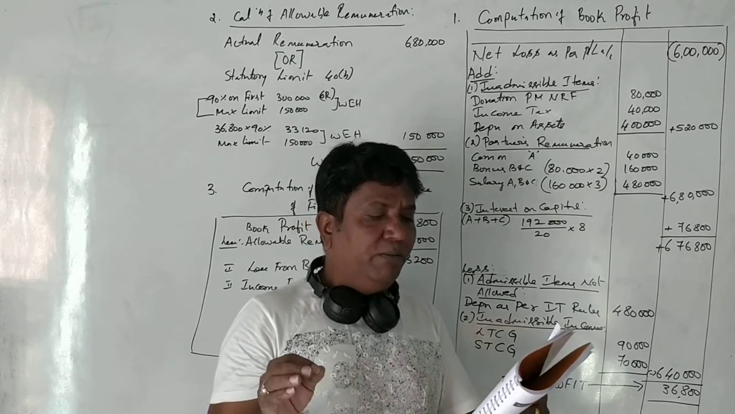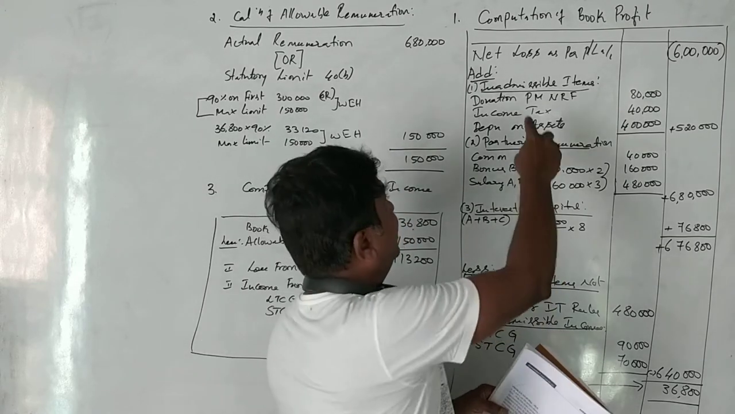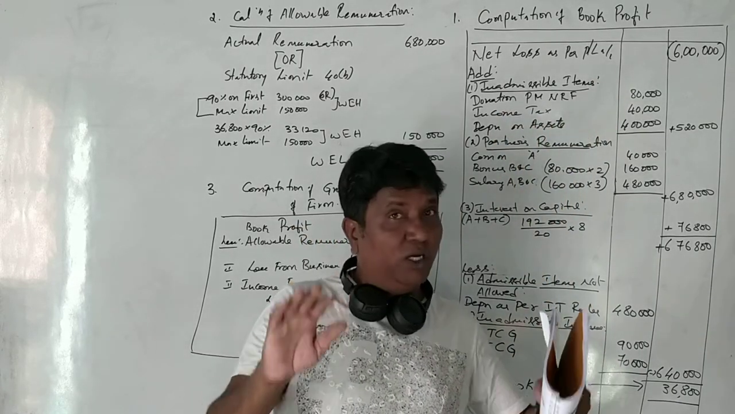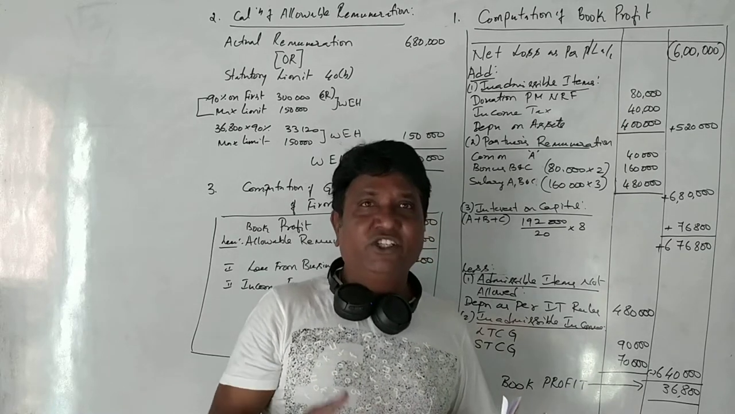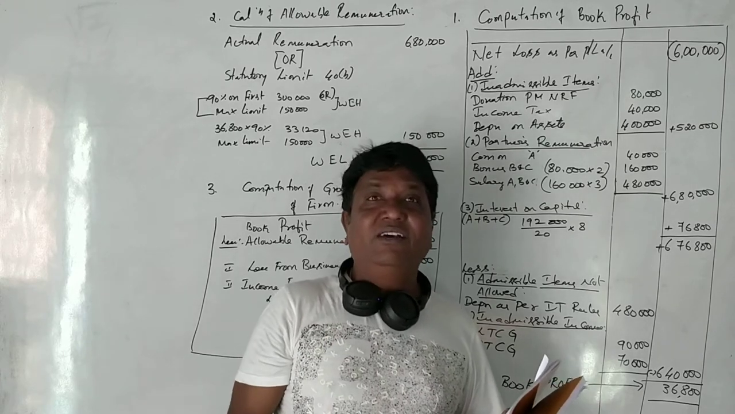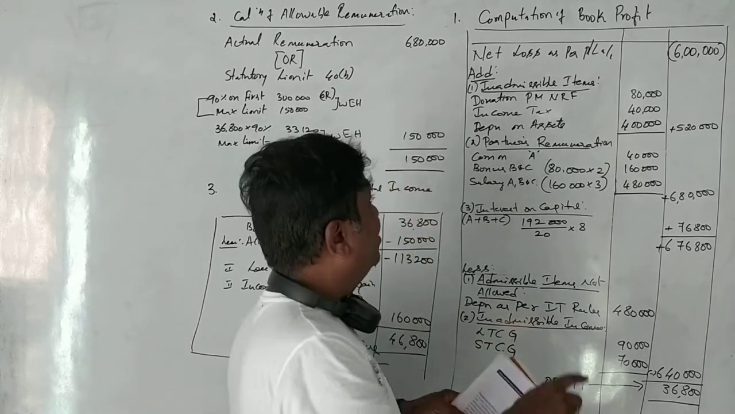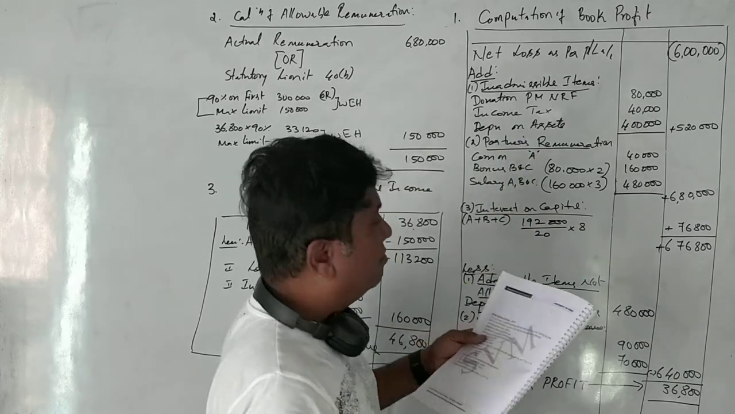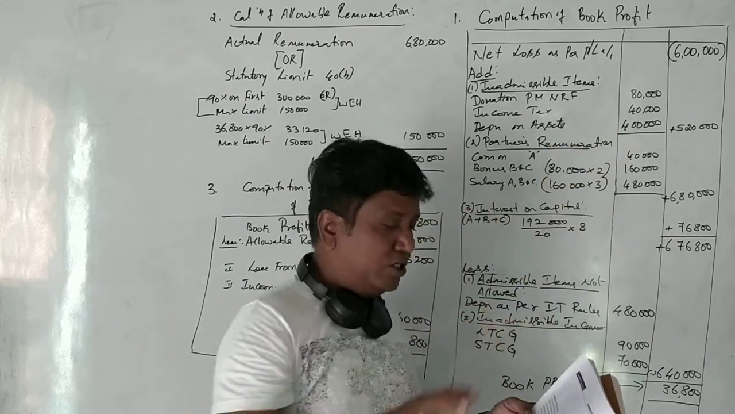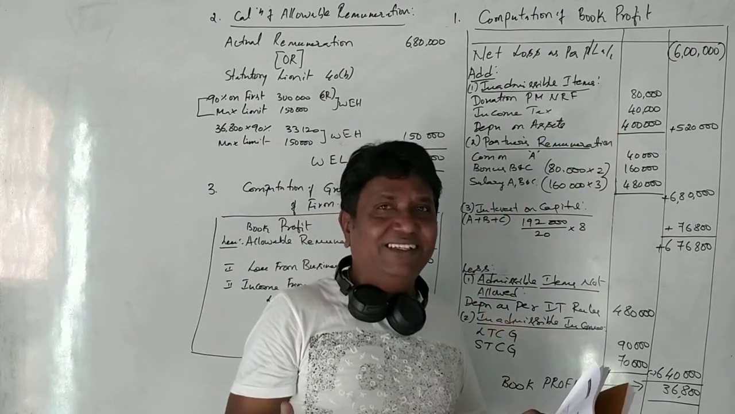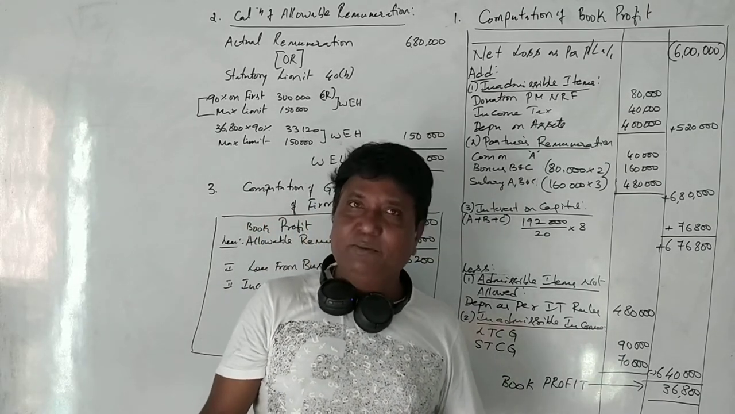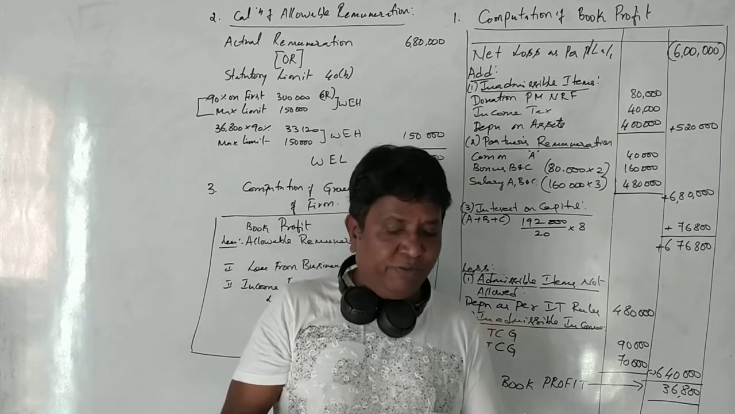Donation to PM National Relief Fund, 80,000 rupees, is an inadmissible item, because we have seen inadmissible expenses. What are the inadmissible expenses? Donations, charities, income tax, provision for bad debts. All these are inadmissible items. So donation to PM National Relief Fund is inadmissible. At the same time, income tax is also inadmissible. Sales tax is a business expense, don't take it. Office rent is also an admissible business expense, don't write it.